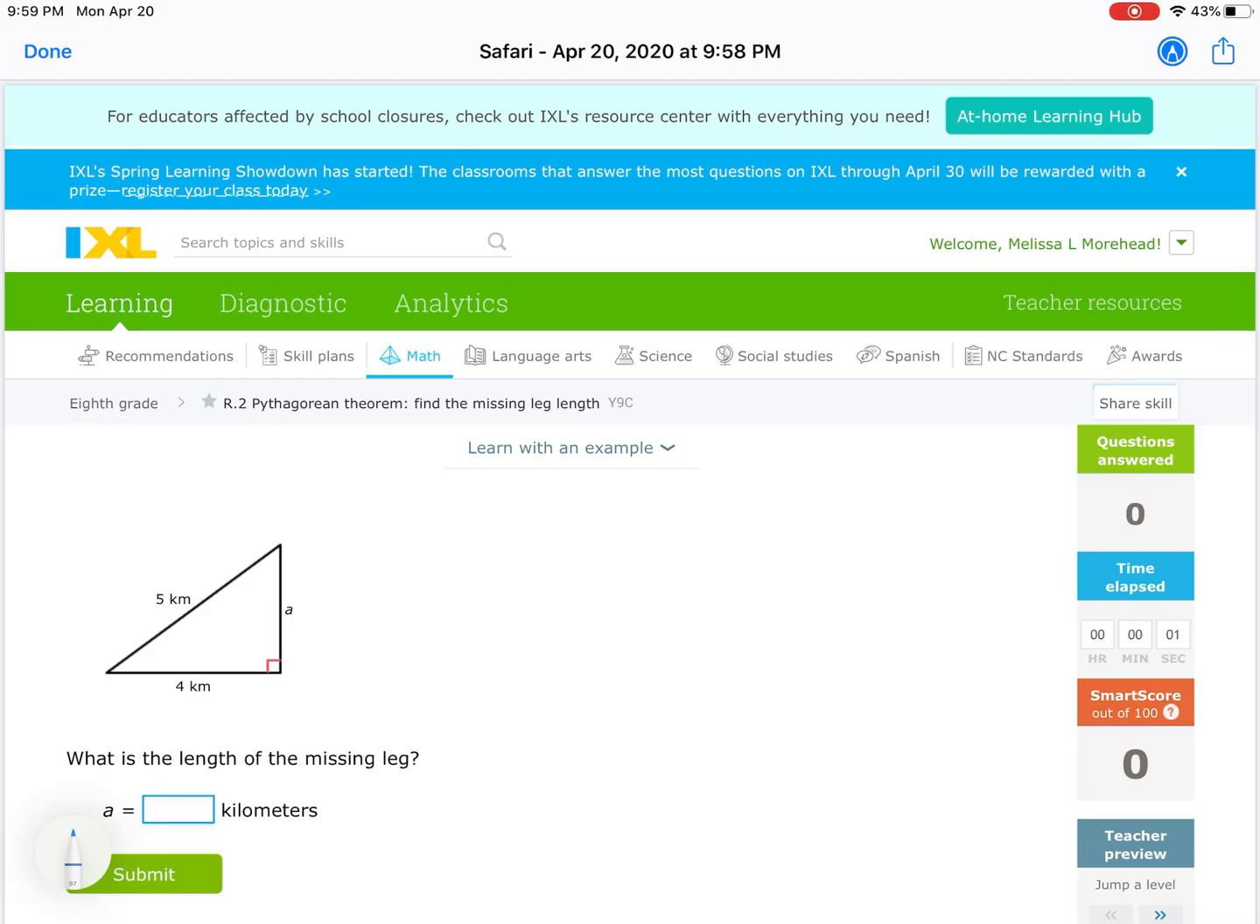Hi guys, this is your tutorial for R.2 Pythagorean theorem, find the missing leg length.